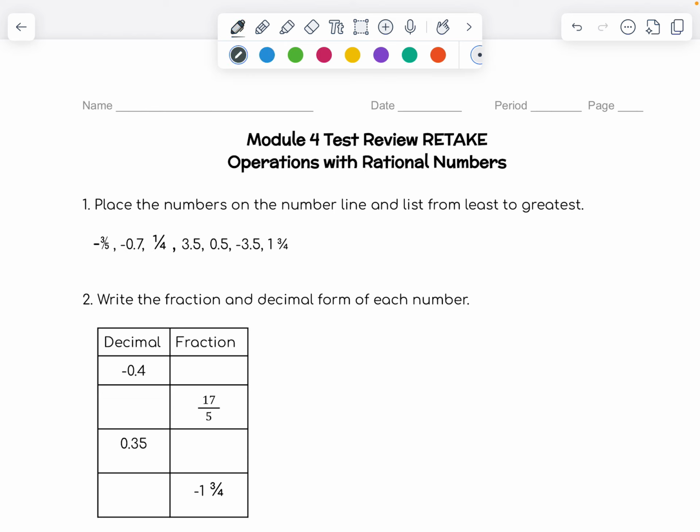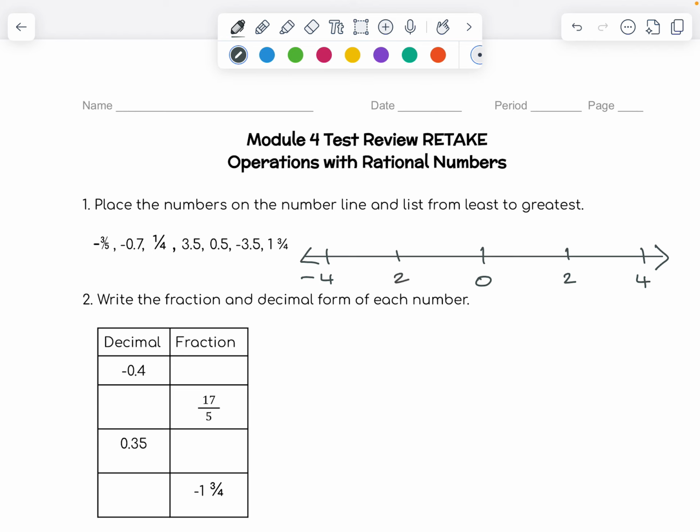So they want us to write these numbers on a number line. So here's my number line. Isn't that a good feature? All right, I'm going to put 0 in the middle. The largest number I get to is less than 4 and a positive 4.